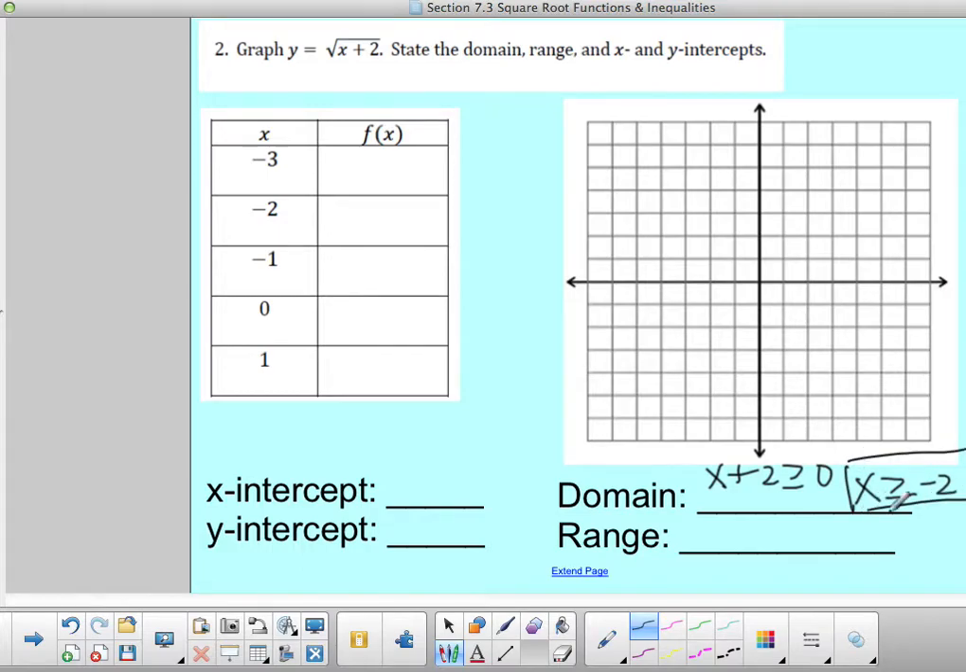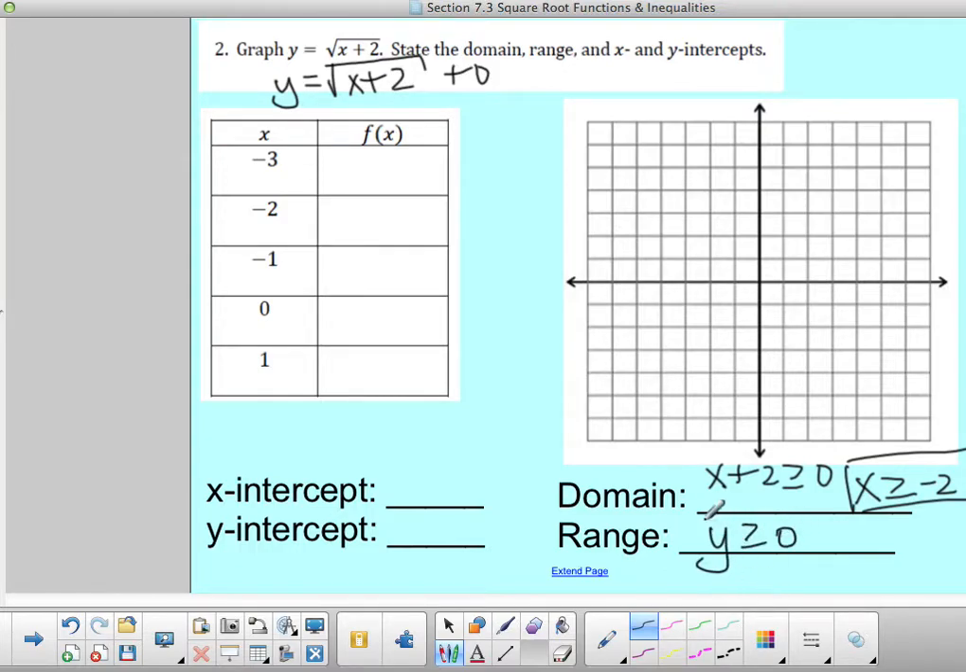This is my domain. My range then comes from what's after the square root sign. If I rewrite this, after my square root sign, it's really plus 0. So my range is my y value, so it's y is greater than or equal to 0.